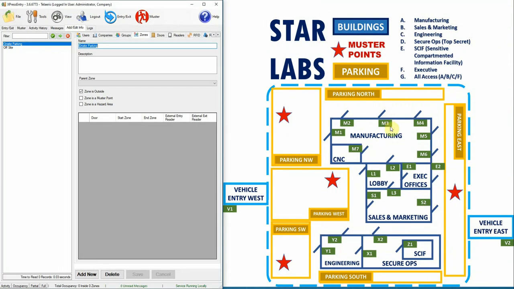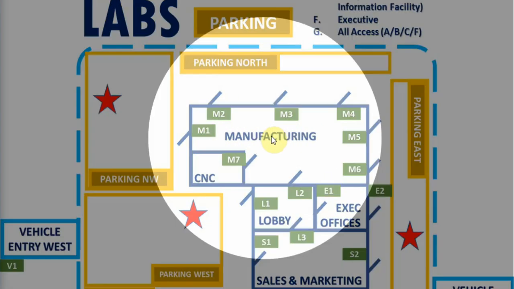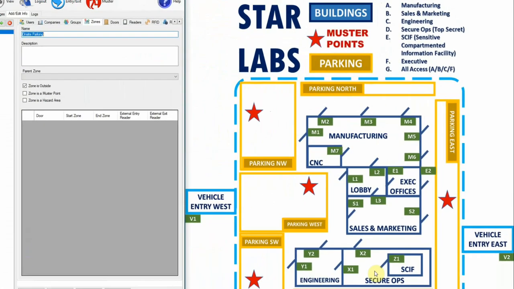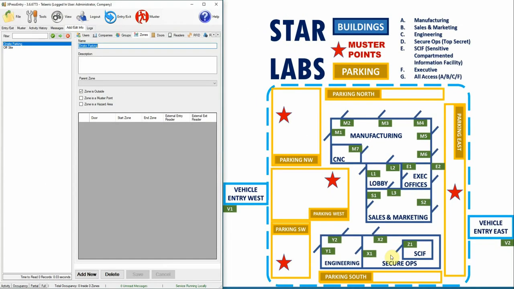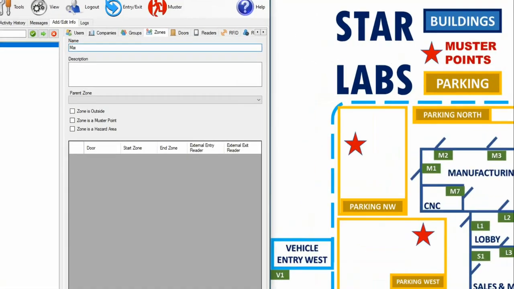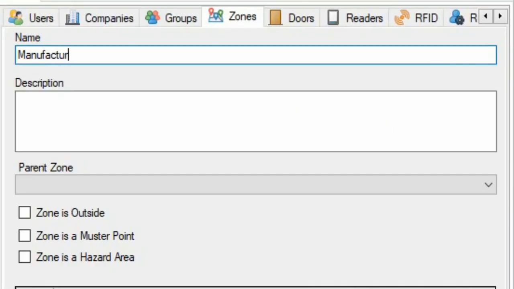And we have quite a few other zones within the facility, and you can see here manufacturing, CNC, executive offices, and etc. All these zones are within the facility, and your system needs to account for the employees within this zone. So all the zones are going to be hazard zones. Let us create a few of these. So I'm going to start with manufacturing. Now just go ahead and create the rest of the zones.